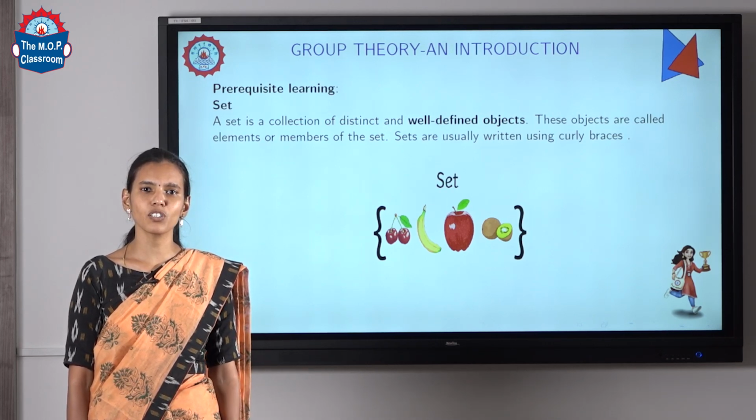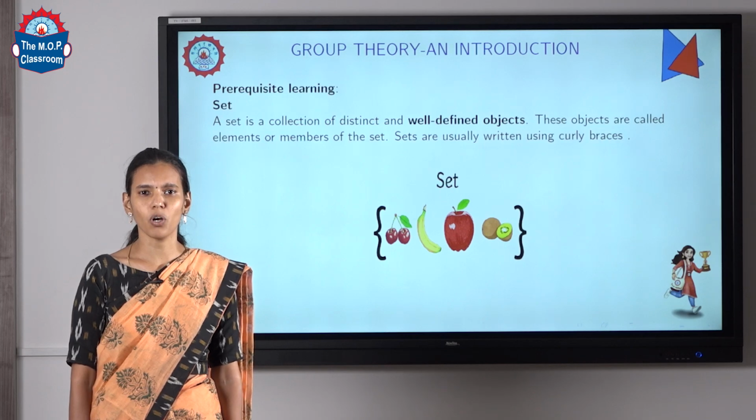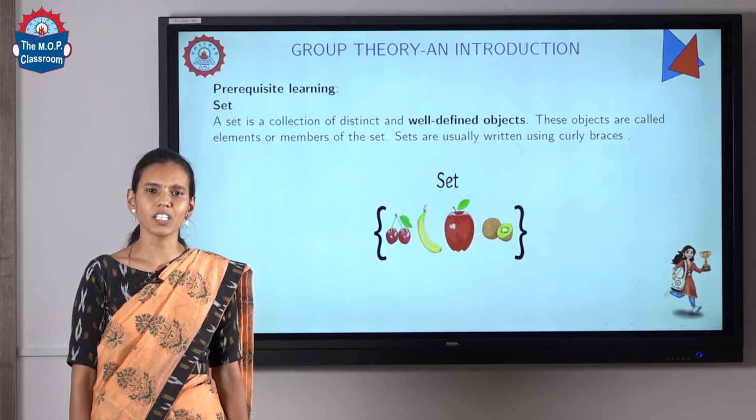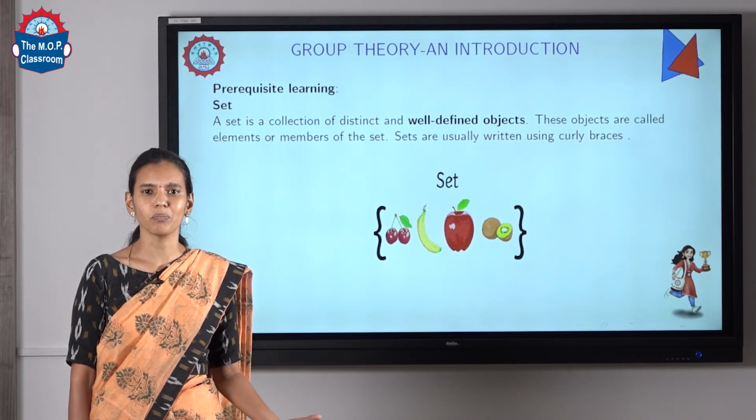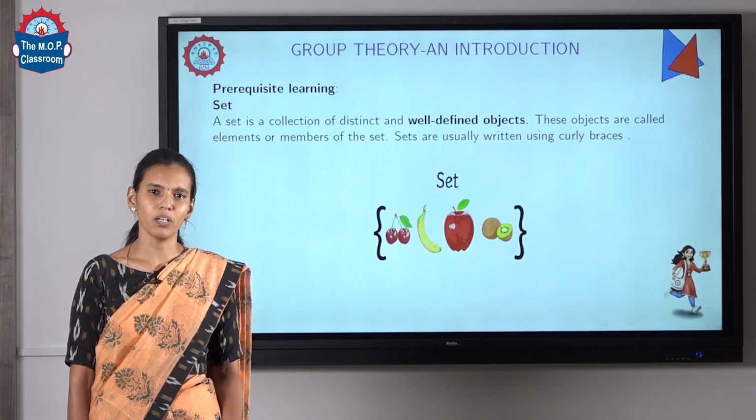A set is a collection of distinct well-defined objects. We'll rubricate the words in this one. So, collection of distinct objects. We are going to collect a set of elements which are going to be distinct. The most important word is well-defined. What do you mean by well-defined?